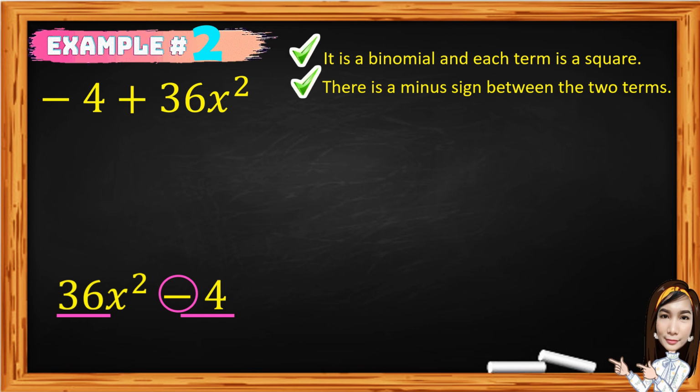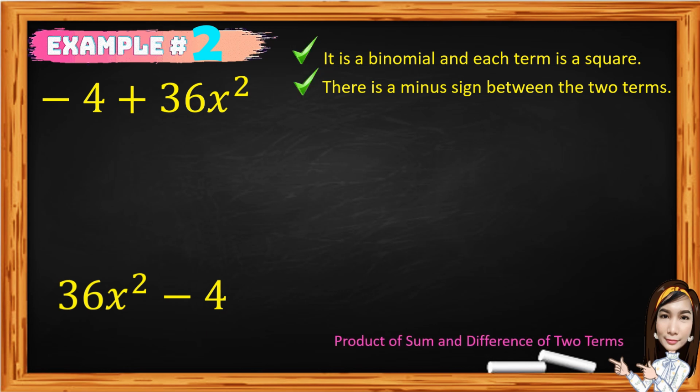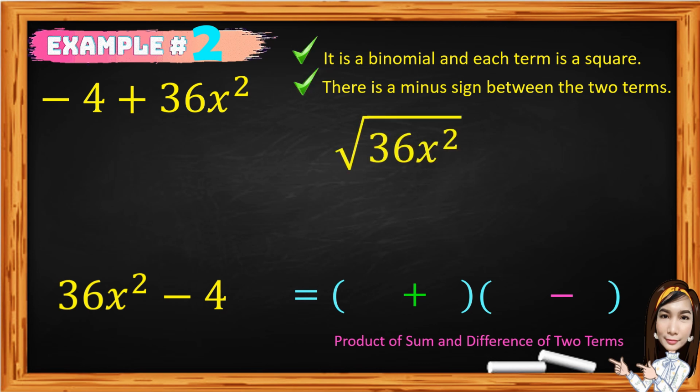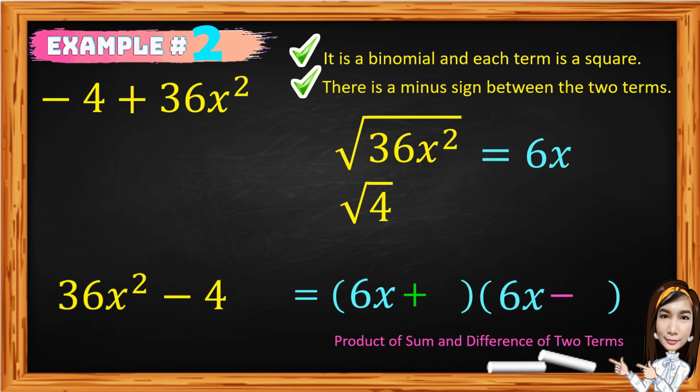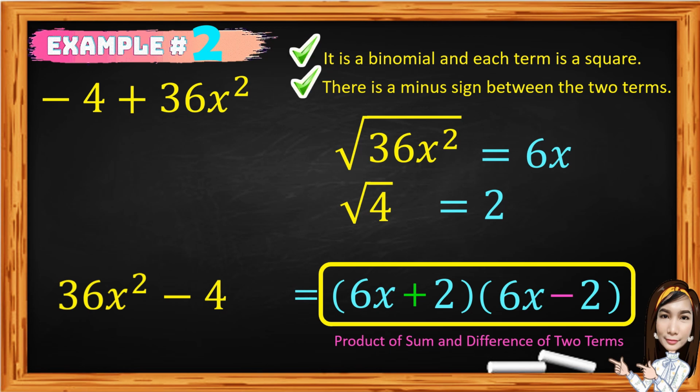So now we can proceed on getting the factors, and that is written as the product of sum and difference of two terms. So we have the two parentheses, and the operation will be plus minus. For the solution, get the square root of the first term, 36x squared, and that is 6x, considered as the first term of our binomial factors. Next, get the square root of the second term. We have square root of 4, and that is 2, considered as the second term of our binomial factors. Therefore, 36x squared minus 4 is equal to the quantity of 6x plus 2 times the quantity of 6x minus 2.